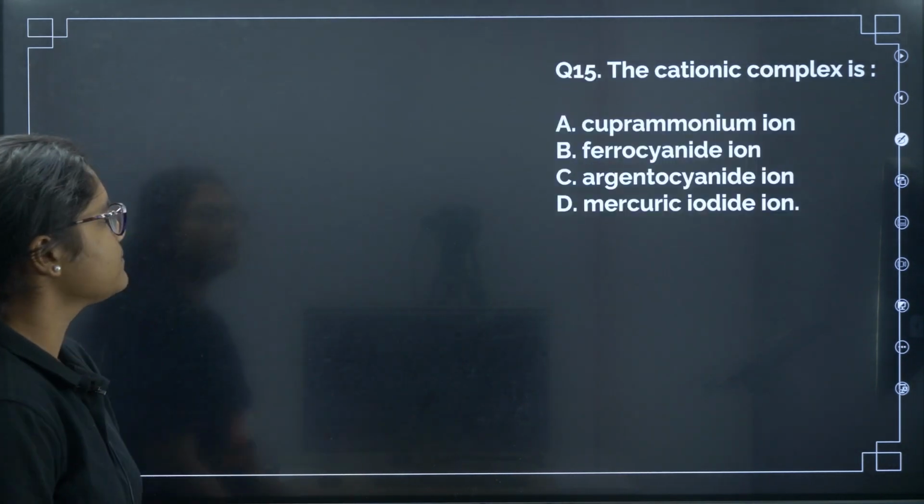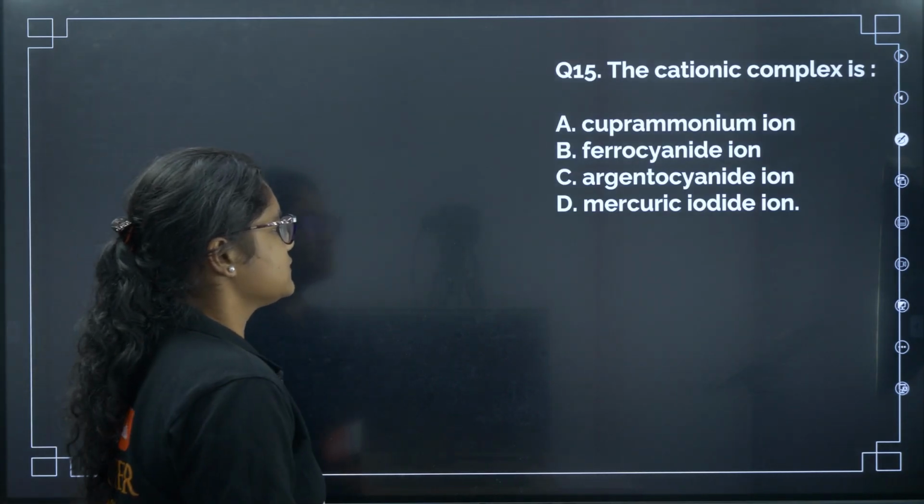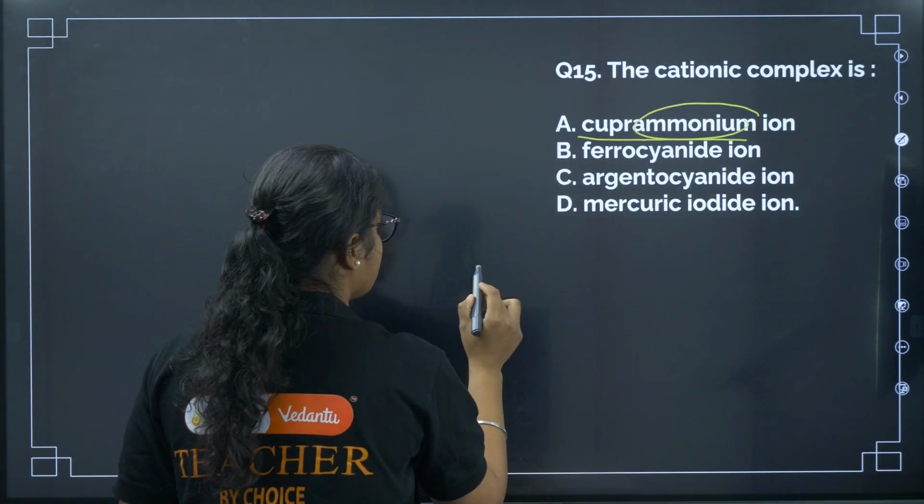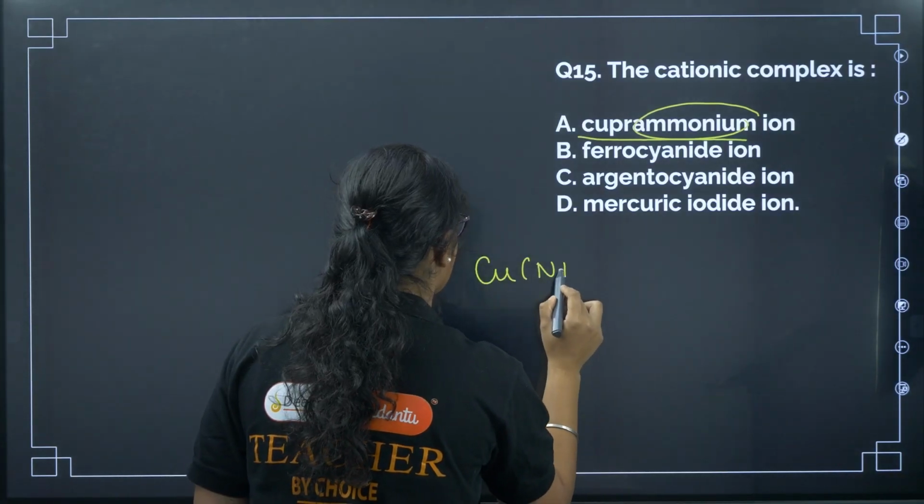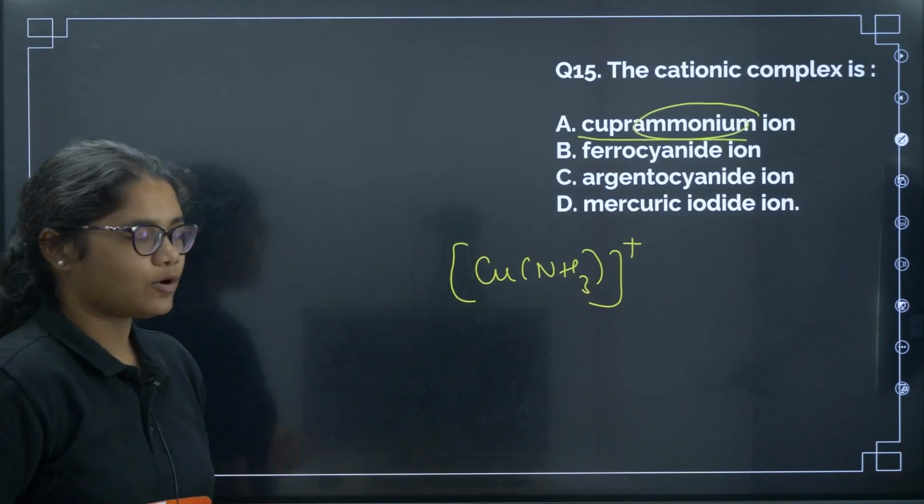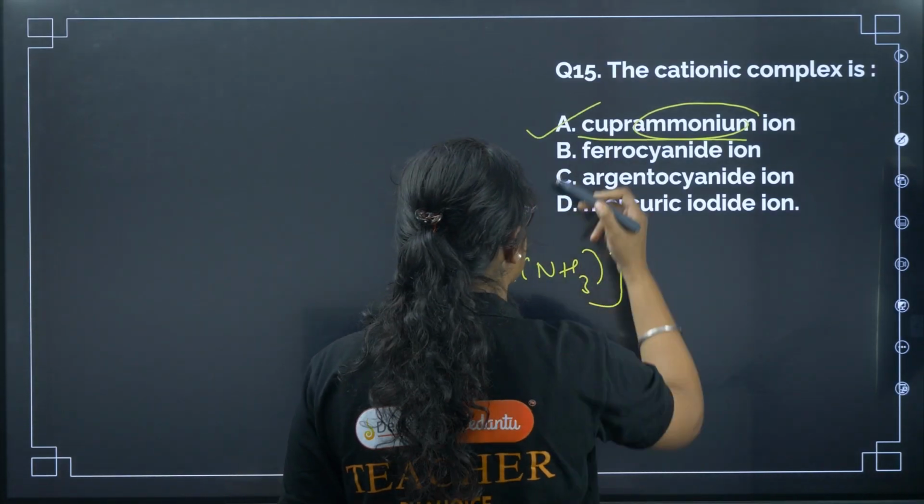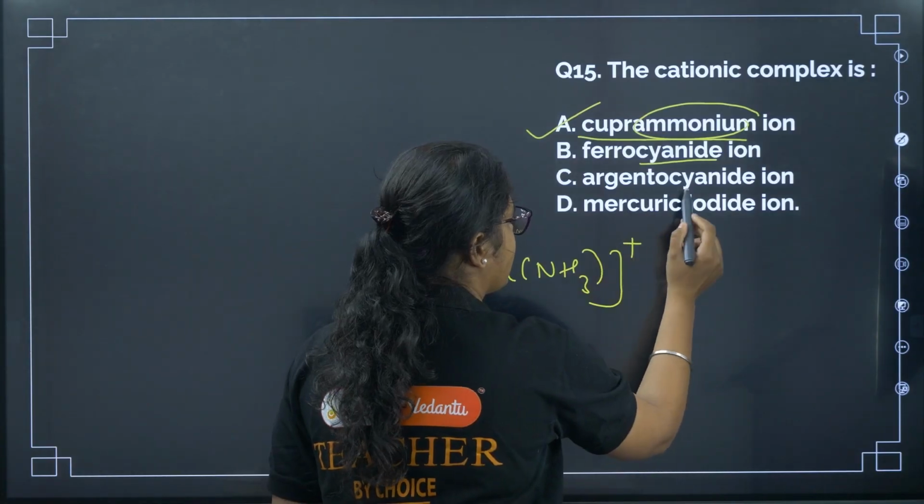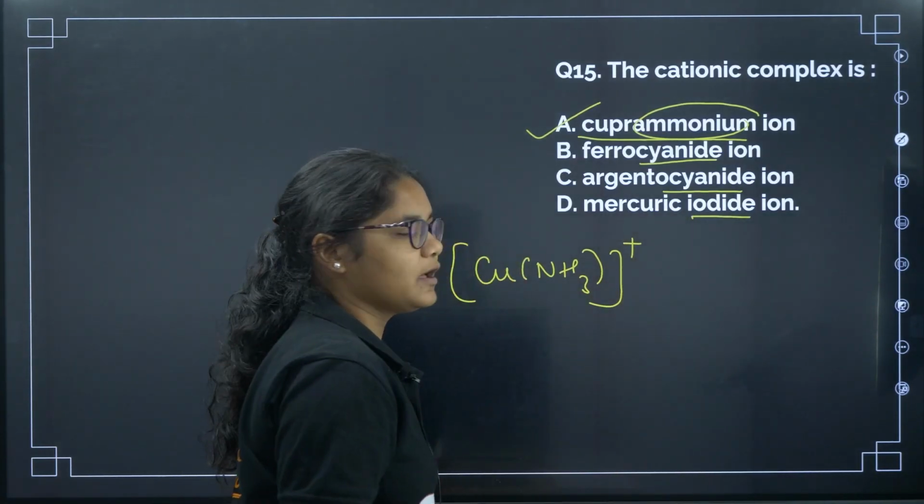Okay, next question. The cationic complex is... so you can see here cuprammonium is there. If you have [Cu(NH3)4], we will get a positive, or cationic, complex here. So the correct answer for this question is option number A. Cyanide is a negative ligand, and this one is also a negative ligand, and this one is also a negative ligand.